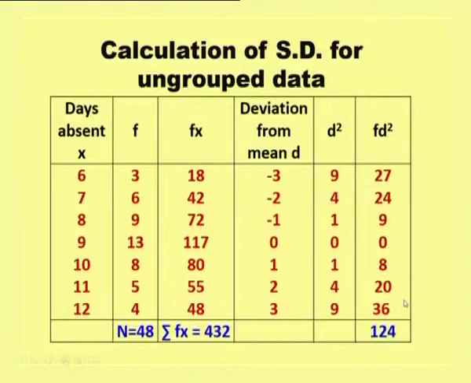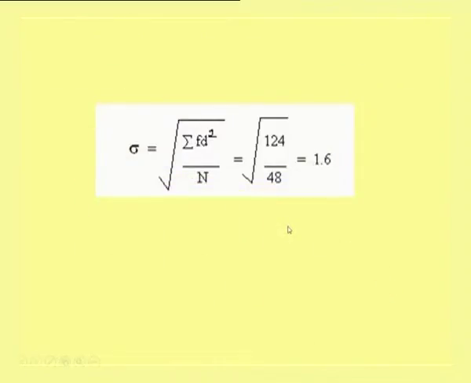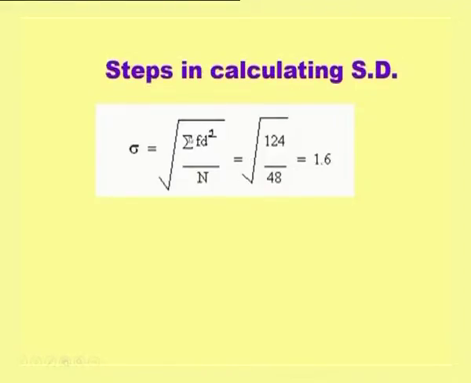Here we have summed up the total frequency, that is 48, the summation of f x, and the summation of f into d square. So, all that we have tabulated and calculated, and now we have to put it into the formula. And what is the formula? Square root of summation f d square by n. That is equal to the square root of summation of f into d square, that is 124 by n, 48, and that gives you 1.6. Therefore, the standard deviation of this data set is equal to 1.6.